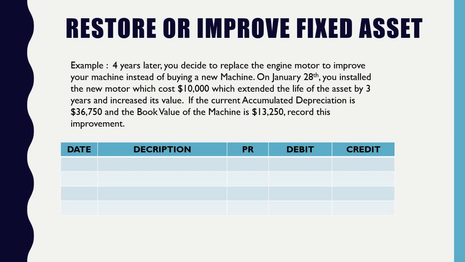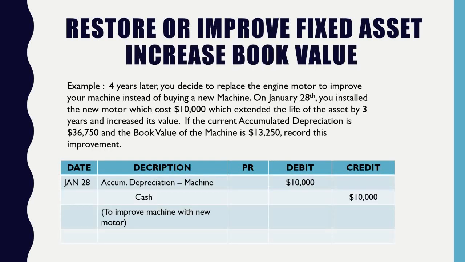Okay, so instead of buying a new one, you wanted to fix the machine so it can still work. Okay, so then on January 28th, you installed a new motor, okay, which cost you $10,000, okay, which extended the life of the asset by 3 years, okay? And it also increased the value, all right? If, okay, the current accumulated depreciation is $36,750 and the book value of the machine is currently $13,250, record this improvement.